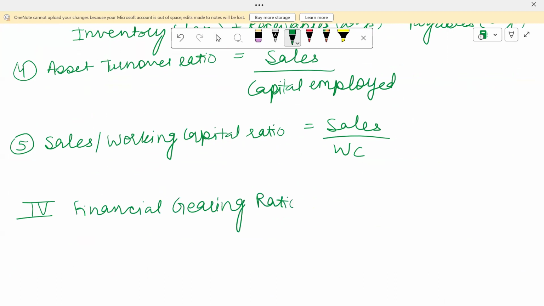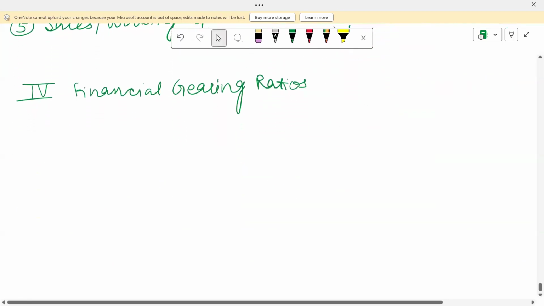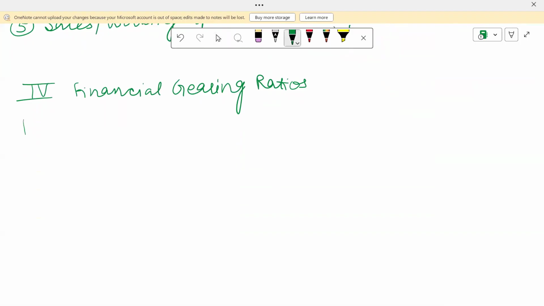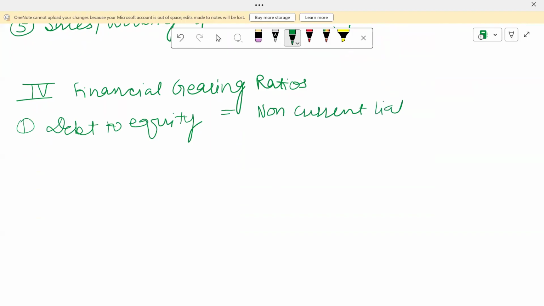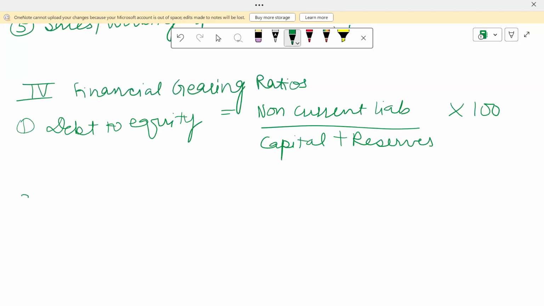Now, what sorts of ratios do they have in this category? Financial gearing basically means the presence of debt in a company's capital structure. So it's going to be nothing but comparing debt to equity. The first ratio is the debt to equity ratio, where you find it out as non-current liabilities divided by capital plus your reserves, and you multiply this by 100 to give you a percentage.